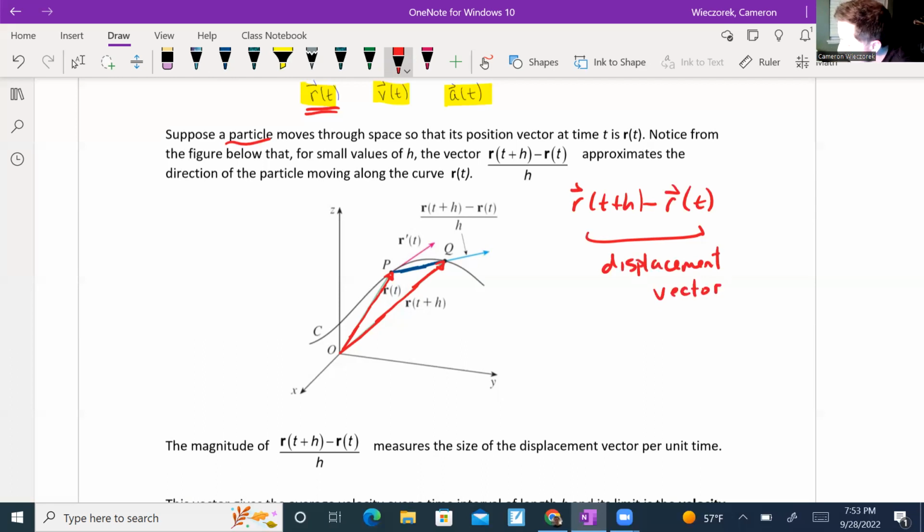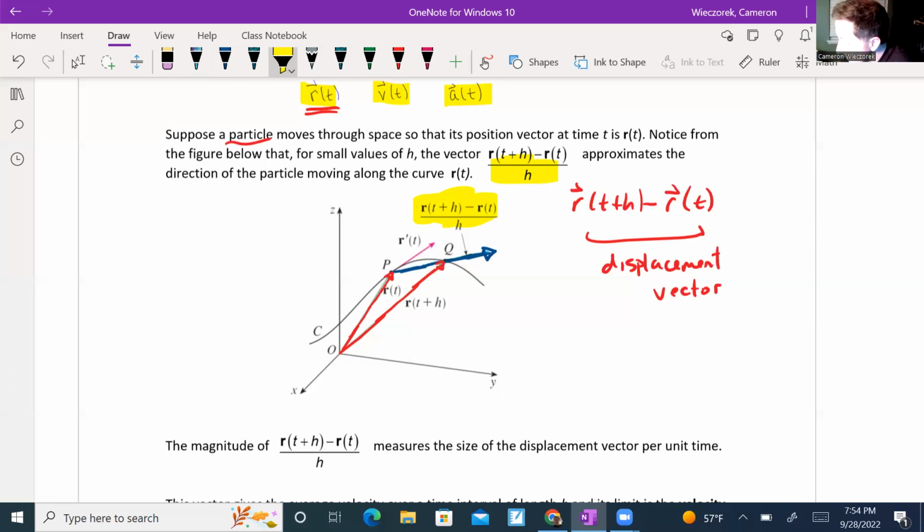Now, when I scale it by 1 over h, which is what I'm doing here, think of it as multiplying it in front by 1 over h. Think of that as like a time interval. Now you're looking at that displacement over a certain amount of time. What that's going to do is scale the vector outwards and make it longer, because we're going to want h to eventually approach 0. So this giant blue vector that I'm highlighting in yellow, think of it as your average velocity vector.